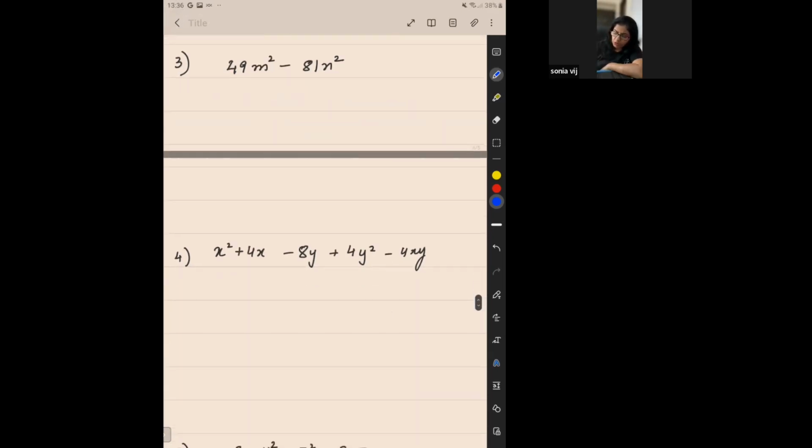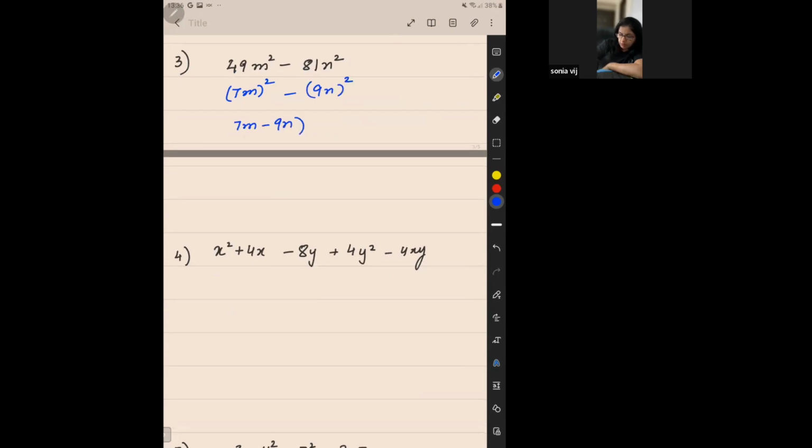In the third question, there is no middle term. That means it is directly of the form 7m square minus 9n whole square. So we can write 7m minus 9n and 7m plus 9n. That's the answer. We have used the identity a square minus b square is equal to a minus b, a plus b. In this case, a is 7m and b is 9n.